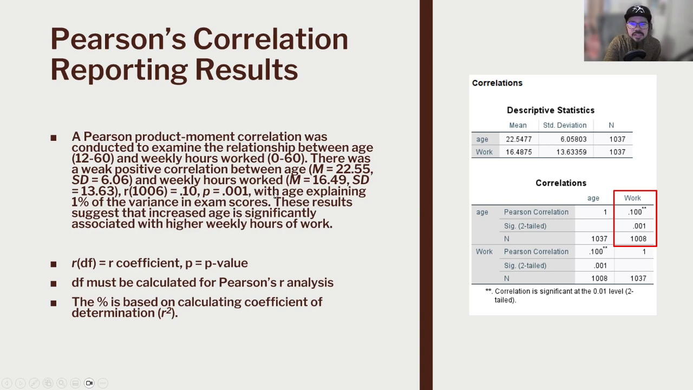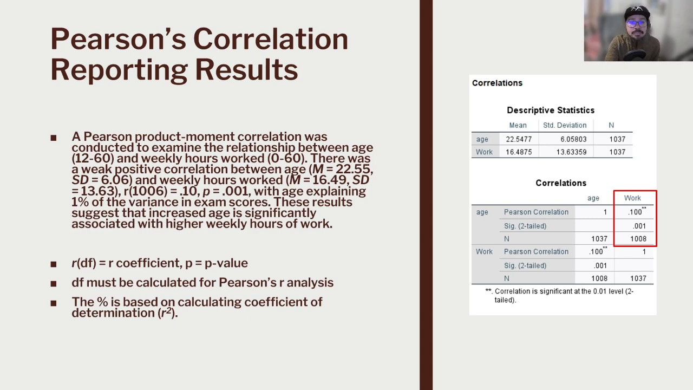And then this continues to say, with age explaining 1% of the variance in exam scores. Now, if you're wondering where that 1% comes from, that's from the formula for coefficient of determination. From the presentation, I introduced you all to the coefficient of determination, which is taking our correlation coefficient, in this case 0.10, multiplying it by itself. So 0.10 multiplied by 0.10, which equals 0.01. You then take that value, multiply it by 100, or move the decimal 2 places to the right, which will give you a percentage. And in this case, it came out to be 1%.